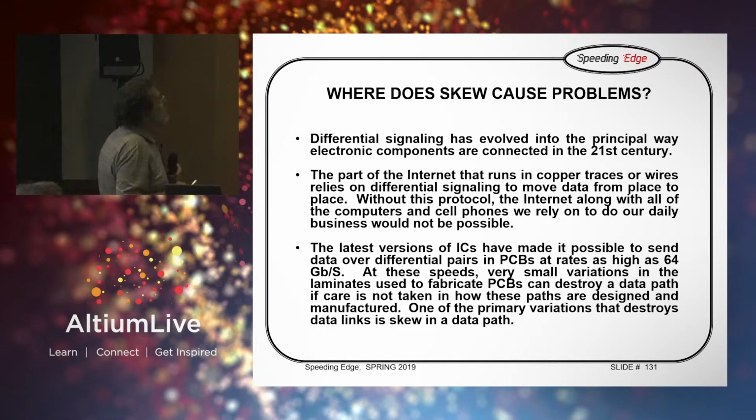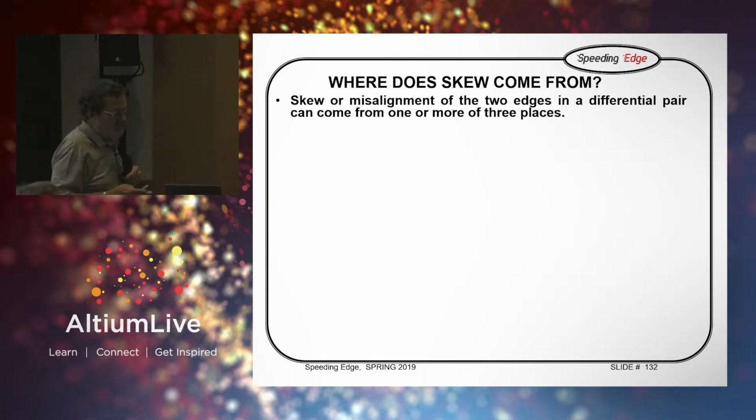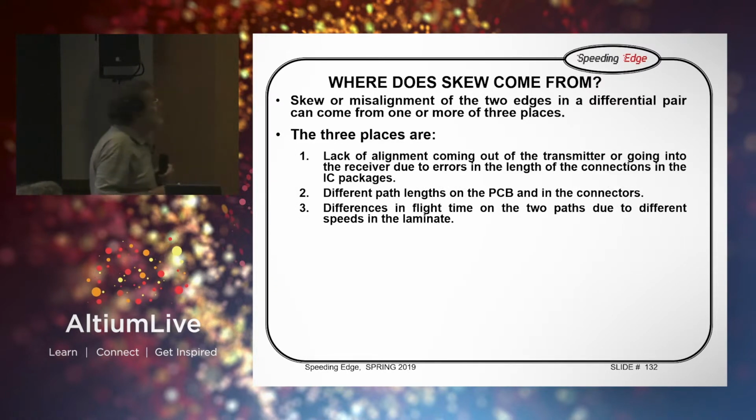So where does it come from? Well, something caused the two edges to be misaligned at the receiver. If they were not aligned when they left the package, that would be one source. If the lengths on the board and the connectors were not the same, that would be another. Difference in flight time in the laminate would be a third one.